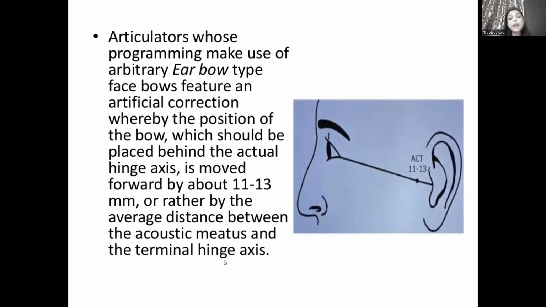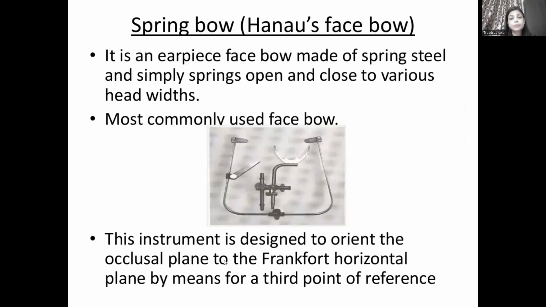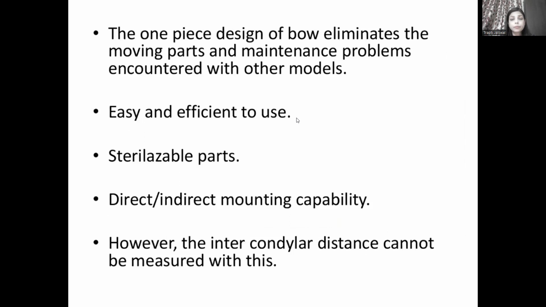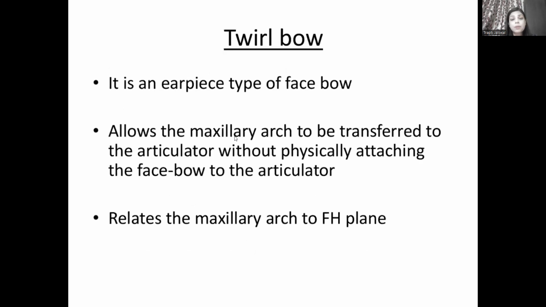But these earpieces actually help us in the facebow record, because it is an easy landmark to place. The most commonly used facebow in complete denture fabrication is the Hanau spring bow. It is an earpiece facebow made of spring steel, and simple springs open and close to various head widths. It is very easy and efficient to use, the parts can be sterilized, and mounting can be direct and indirect, but intercondylar distance cannot be measured with it.